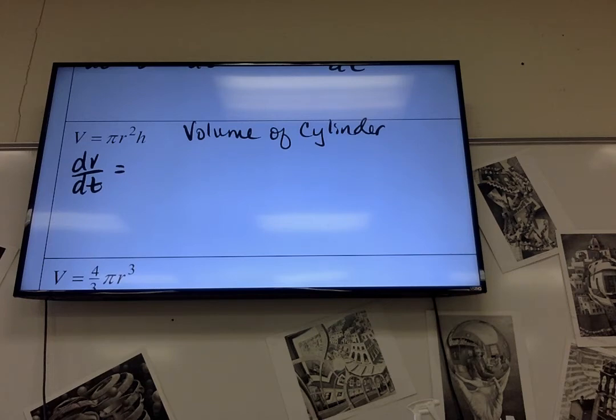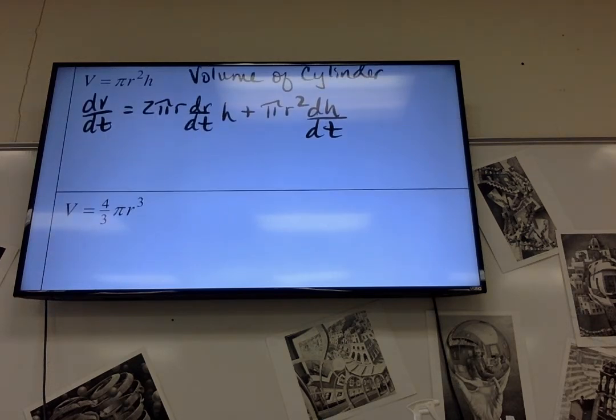So, what would it be? 2 pi r dr/dt h plus pi r squared dh/dt. We did it. I'm gonna give this paper to Mario.